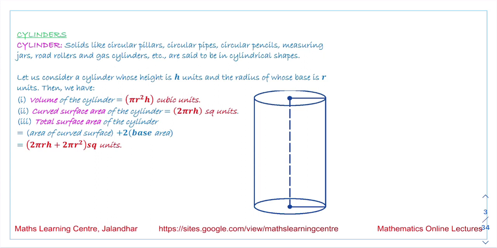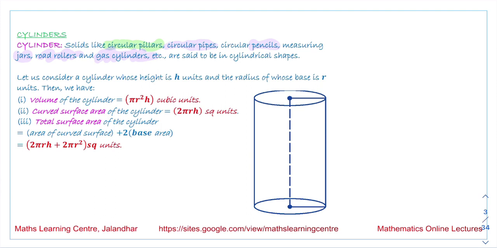If we talk about the shapes, then circular pillars, circular pipes, pencils, measuring jars, road rollers, gas cylinders, these are all examples of the shape cylinder. We are not talking about the exact mathematical definition of the cylinder, or how a cylinder is generated. We are just talking about how cylinders look, and the area and volume we have to calculate. This shape is shown in this figure.